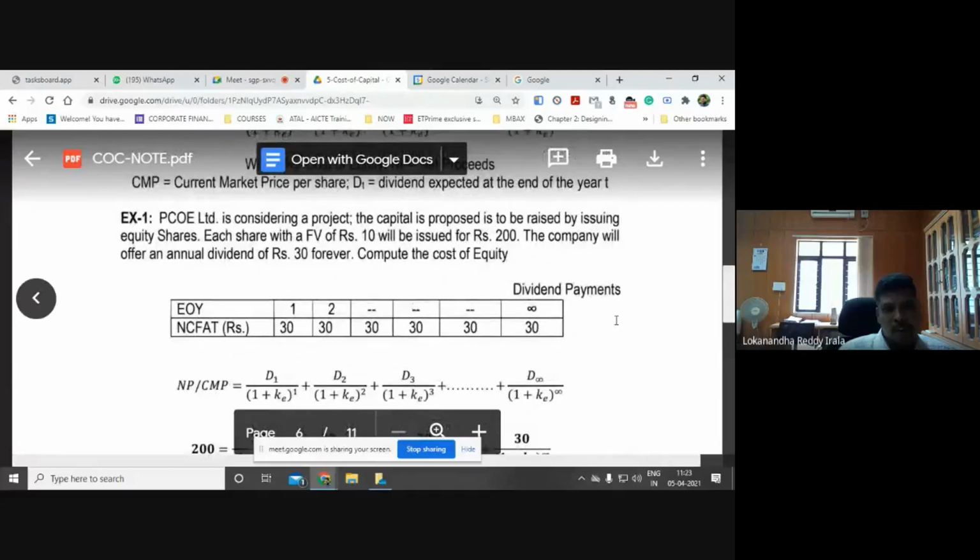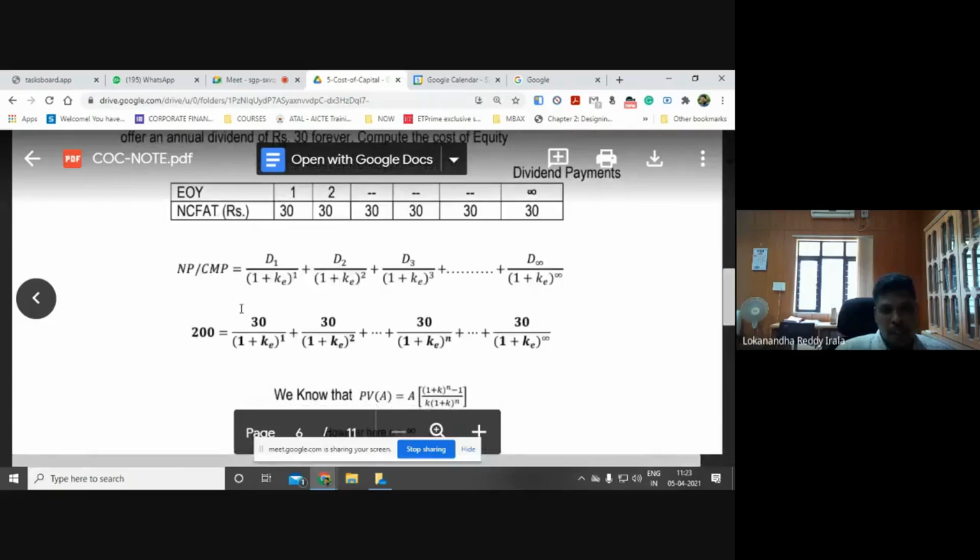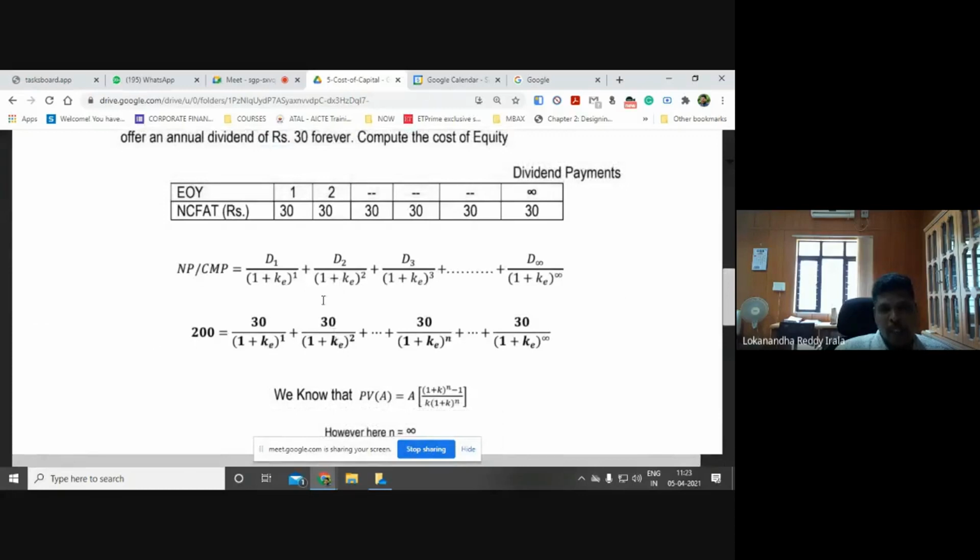Consider this example of an equity share which pays a dividend of 30 for an infinite number of years, and which is now being issued for 200 rupees. So now 200 is equal to 30 by (1 plus k) to the power of 1, plus 30 by (1 plus k) whole squared, plus 30 by (1 plus k) to the power of n, like that, up to 30 by (1 plus k) to the power of infinity.